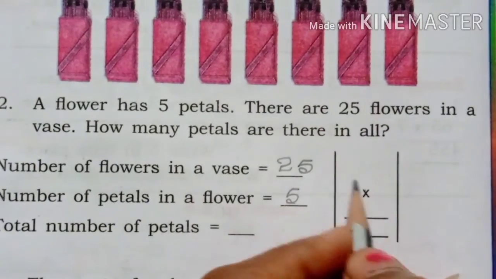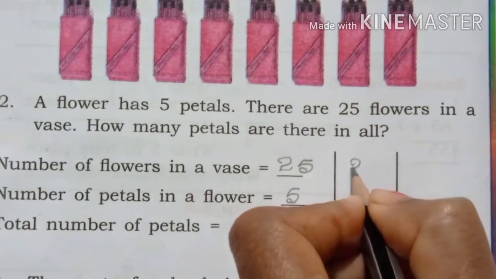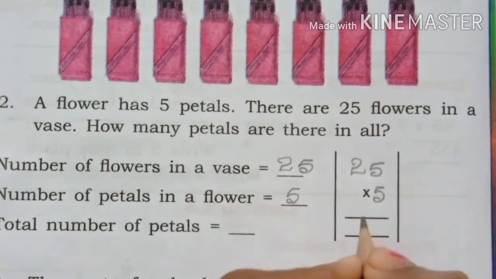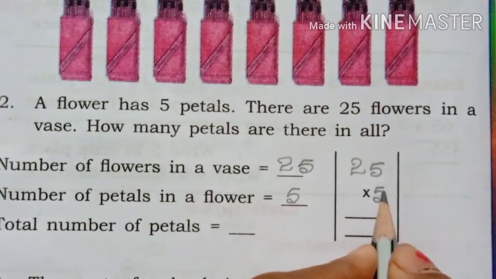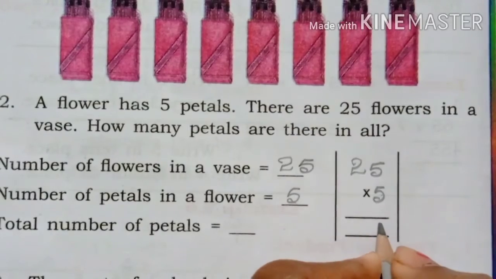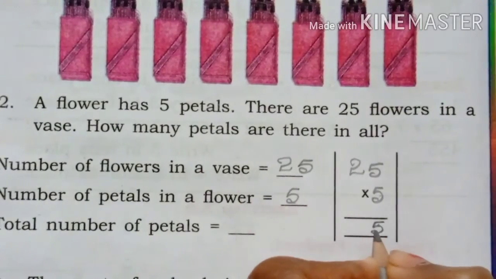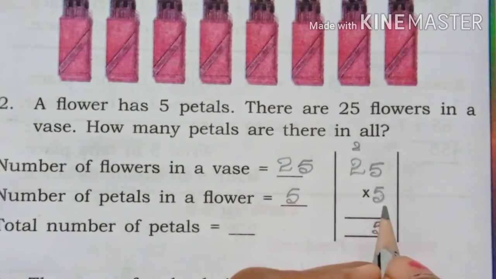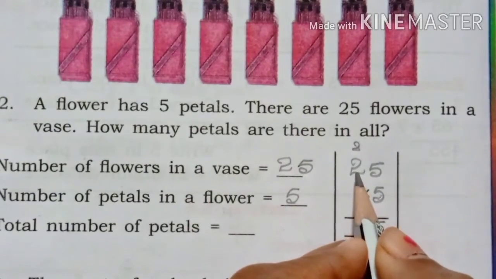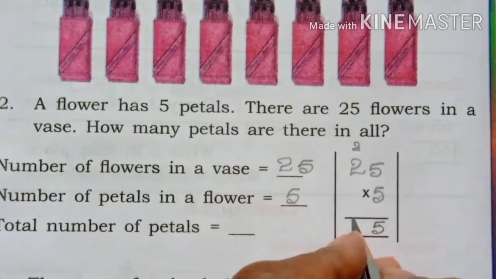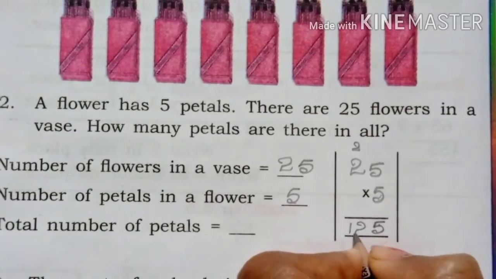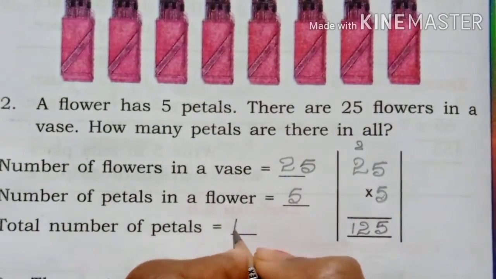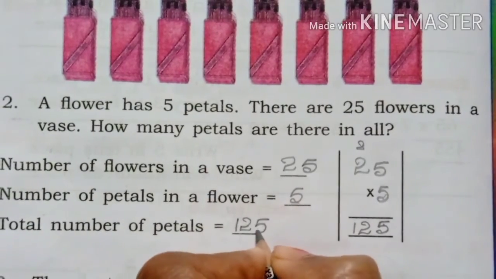Now, we find out the total number of petals. So, 25 multiplied by 5. 5 5s are 25. 5 write in unit place and 2 carry to the tens place. Now, 5 2s are 10. 10 plus 2, 12. So, total number of petals is 125.